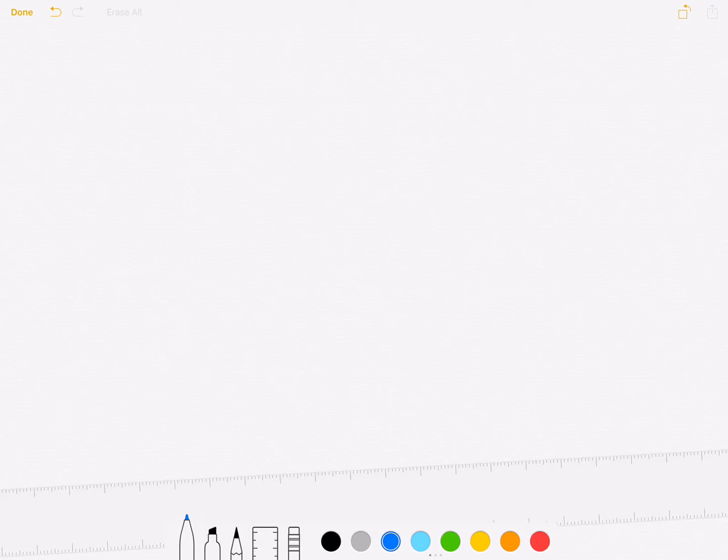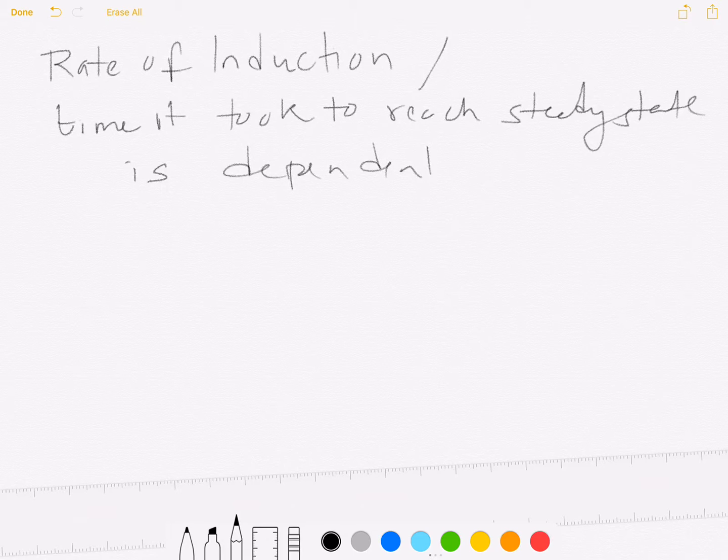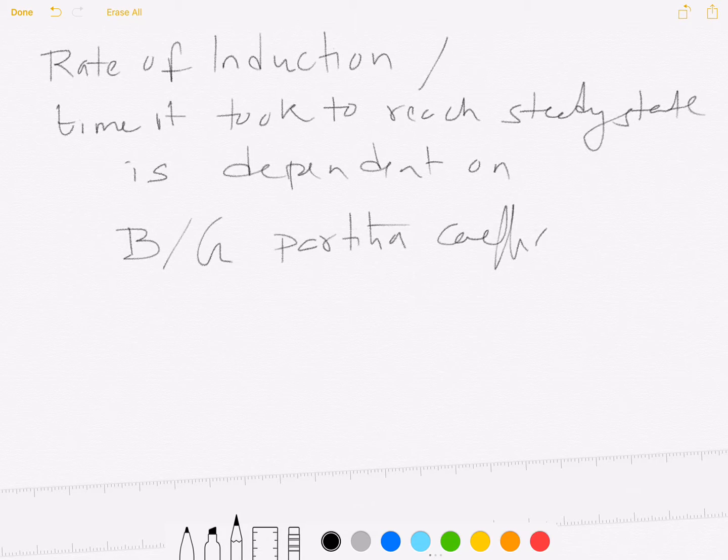Now, if you understand this concept, we'll write it down. So the rate of induction, or I can also say the time it takes to reach steady state, where there is a plateau, is dependent on the blood gas partition coefficient. Okay?